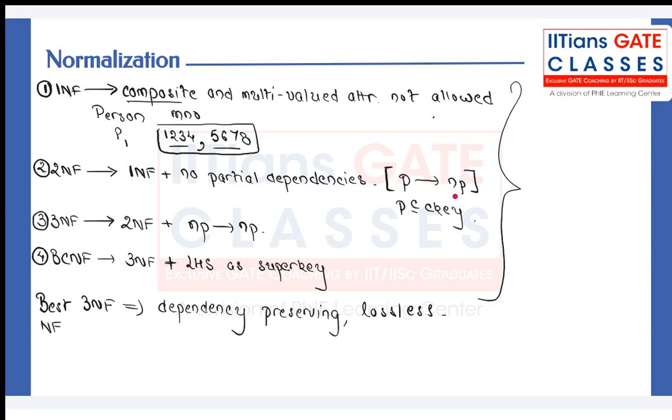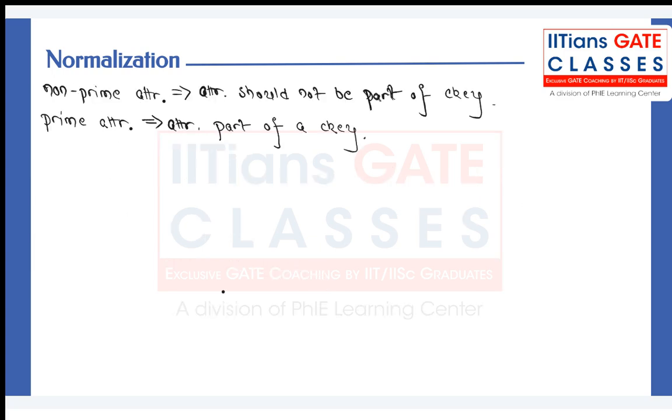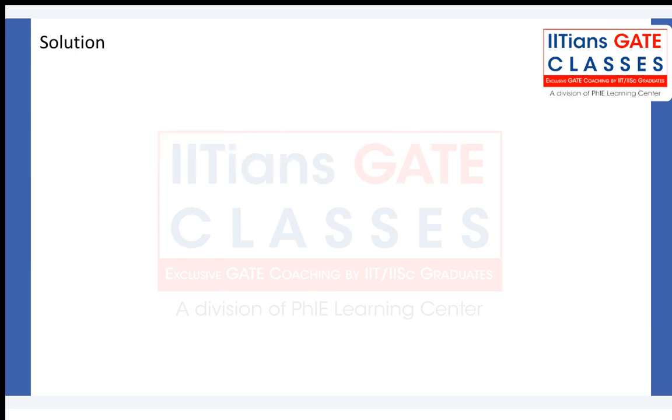So the right hand side, if it is a prime attribute, right? Always try to remember that if a relation contains only prime attributes, it is surely in 3NF. Please try to keep this in mind. I think it's a better way to look at this. If a relation contains only prime attributes, the relation is in 3NF.